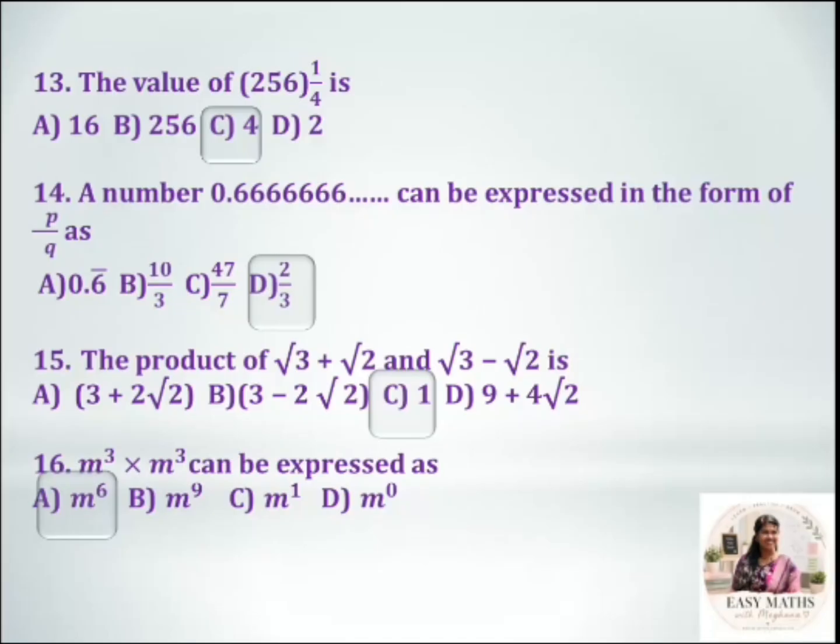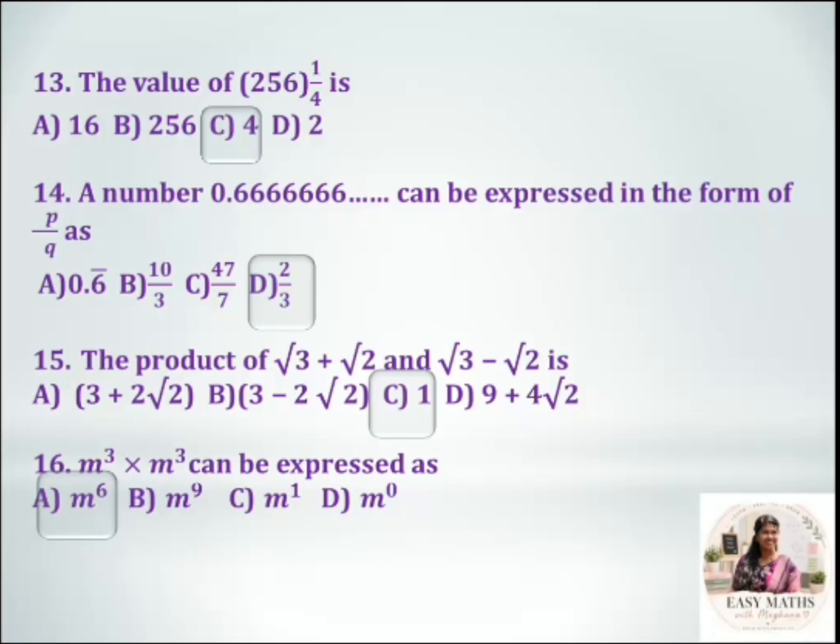Question number 13. The value of 256 raised to 1 by 4 is. Here again you have to do the prime factorization method for 256. If you do prime factorization for 256, you can divide it by 2. 2 1s are 2, 2 2s are 4, 1 is carrying to the 6, so 2 8s are 16, 2 6s are 12, 2 4s are 8, 2 3s are 6, 2 2s are 4, 2 1s are 2, 1 will be carried here, so 2 6s are 12, 2 8s are 16, 2 4s are 8, 2 2s are 4, 2 1s are 2. So we'll get the factor of 2 raised to 8, that is 2 raised to 8 into 1 by 4.